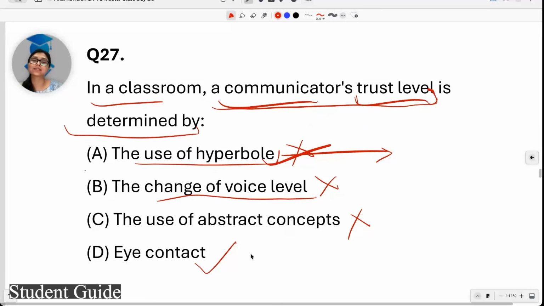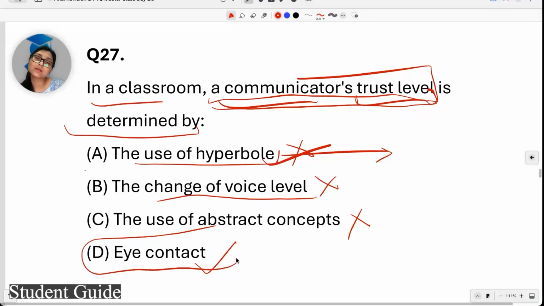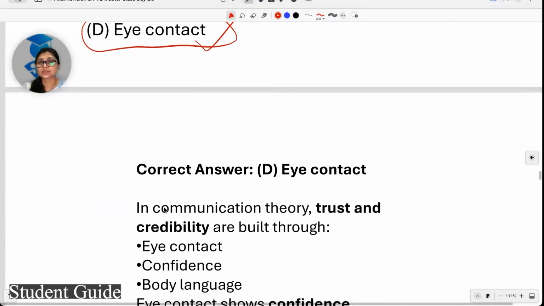Eye contact, this is the correct one, and you should always go for the most logical option. In terms of eye contact, this is human behavior: every time we go for eye contact, we try to gain trust. So whenever the question asks about a communicator's trust level within a classroom, the most logical option here is eye contact. I think I have added an explanation for this one.